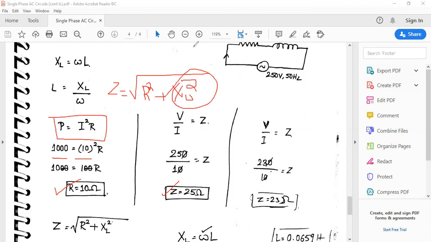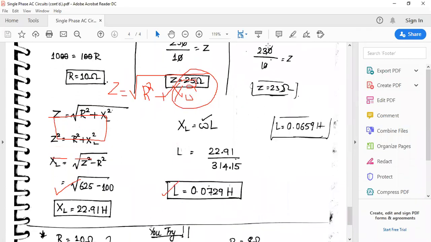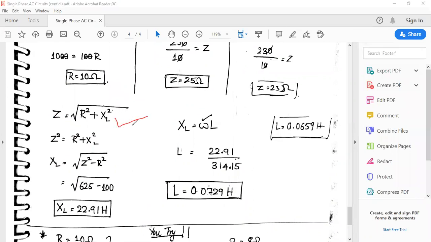Let me use this equation: root of R squared plus XL squared. XL can be calculated as root of Z squared minus R squared. So root of 625 minus 100. XL will be 22.91 ohm.